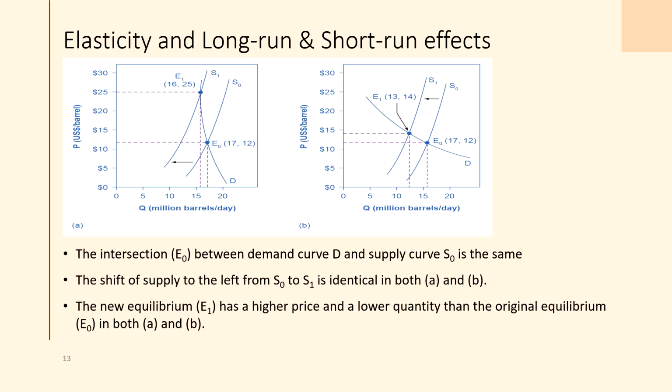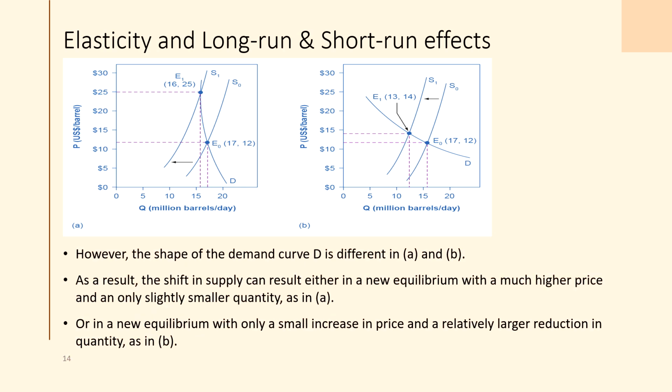In the diagram above, the intersection E0 between demand curve D and supply curve S0 is the same. The shift of the supply curve to the left from S0 to S1 is identical in both A and B. The new equilibrium E1 has a higher price and lower quantity than the original equilibrium in both A and B. However, the shape of the demand curve is different in the short run, on the left, and the long run, on the right.